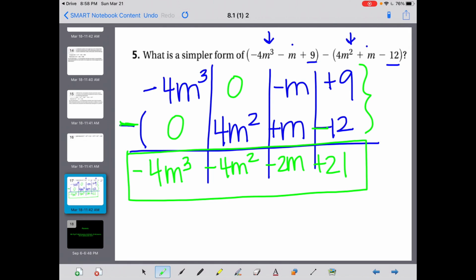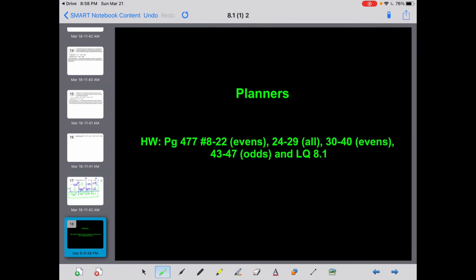All right, so don't be afraid to ask questions if you have them, but otherwise your assignment for this section is on page 477, 8 through 22 evens, 24 through 29 all, 30 through 40 evens, and then 43 through 47 odds. Don't let that catch you. And then lesson quiz 8.1.